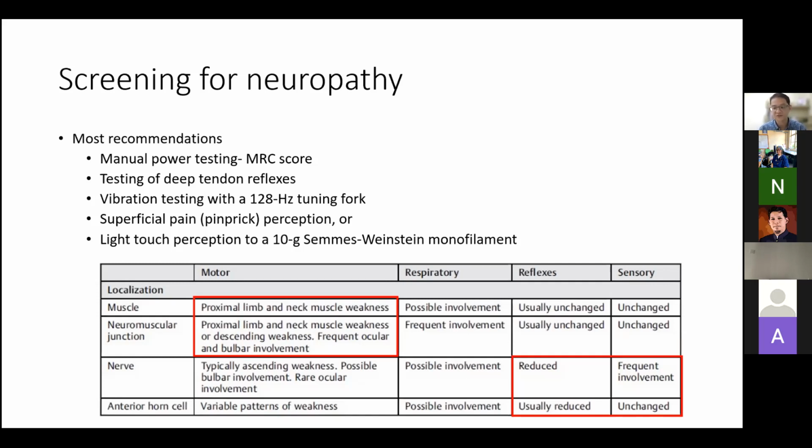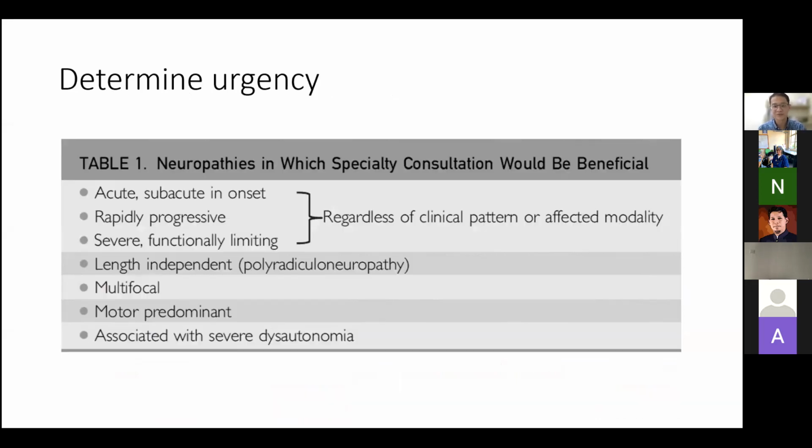nerve or muscle problems. Another very quick way of knowing whether this patient has a nerve or muscle problem is to ask them to walk. If the patient can walk on a heel, meaning you can lift up your feet and walk on a heel, the nerve most likely will be normal. If the patient can walk on tiptoe, most likely the muscles are normal. So this is a very quick way of differentiating whether this patient has a nerve or a muscle problem.